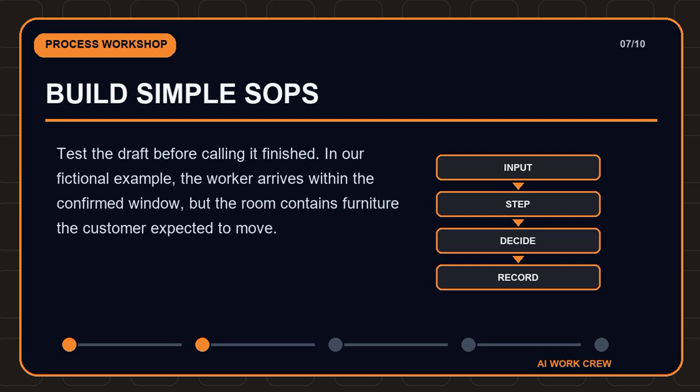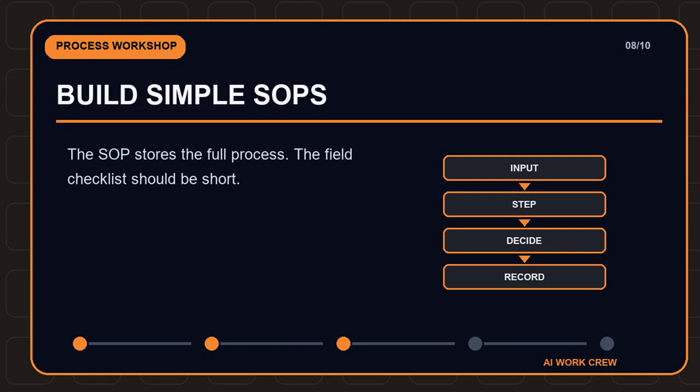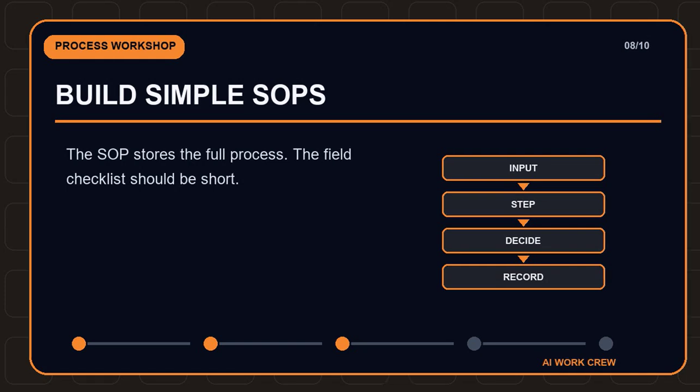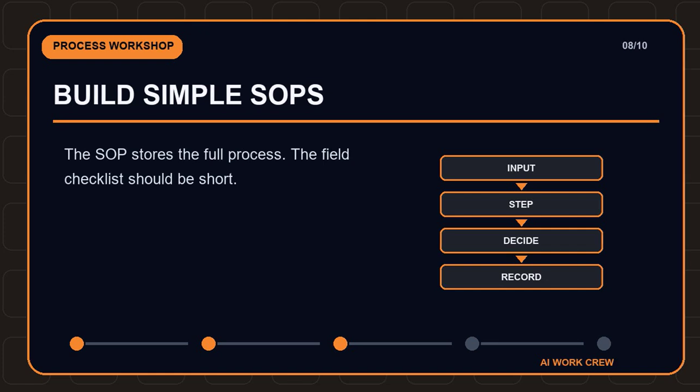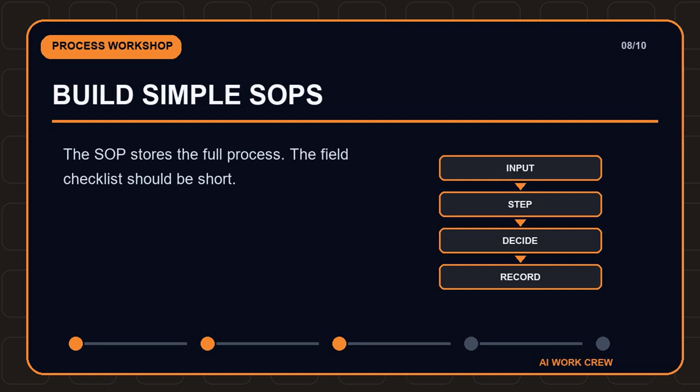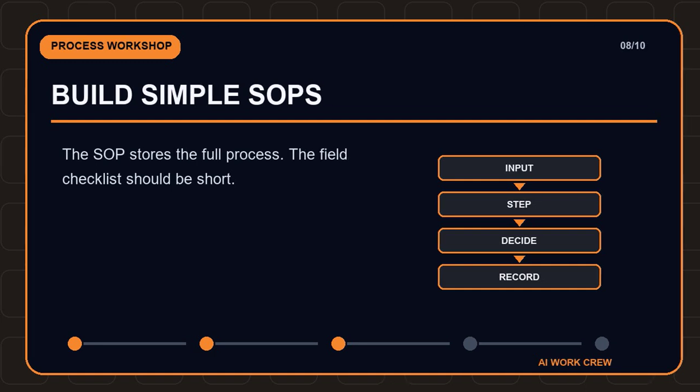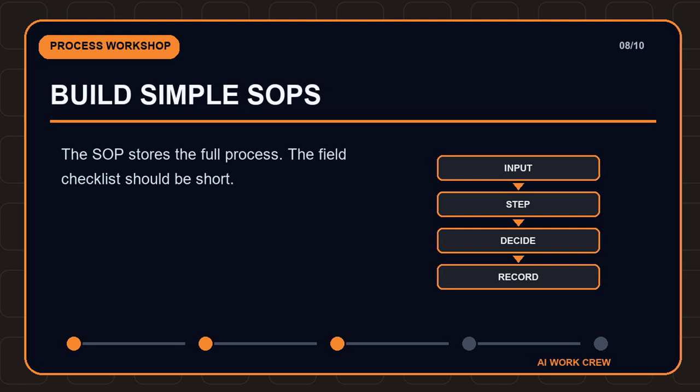The SOP stores the full process, and the field checklist should be short. Use action phrases such as verify address and window, review scope and exclusions, confirm access, document existing condition, protect approved areas, pause if conditions differ, record customer-approved changes, complete cleanup, conduct walkthrough, save required records. Keep text large enough to read on a phone or printed page. If a checklist item needs a paragraph to explain it, link it back to the full SOP instead of shrinking the font until nobody uses it.